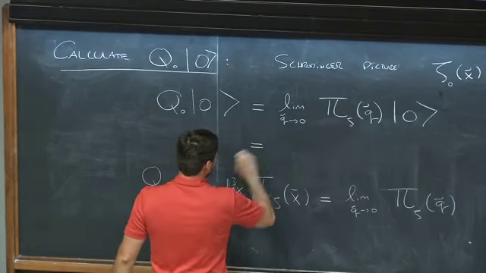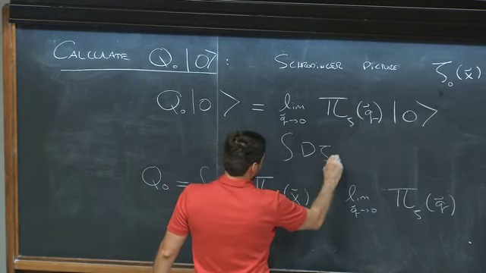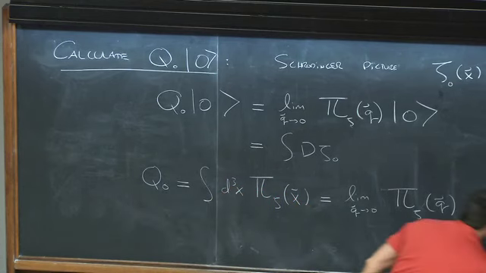We insert a complete set of states. So it's a continuous basis. So we have the integral over xi naught. Let me erase the charge at the bottom.